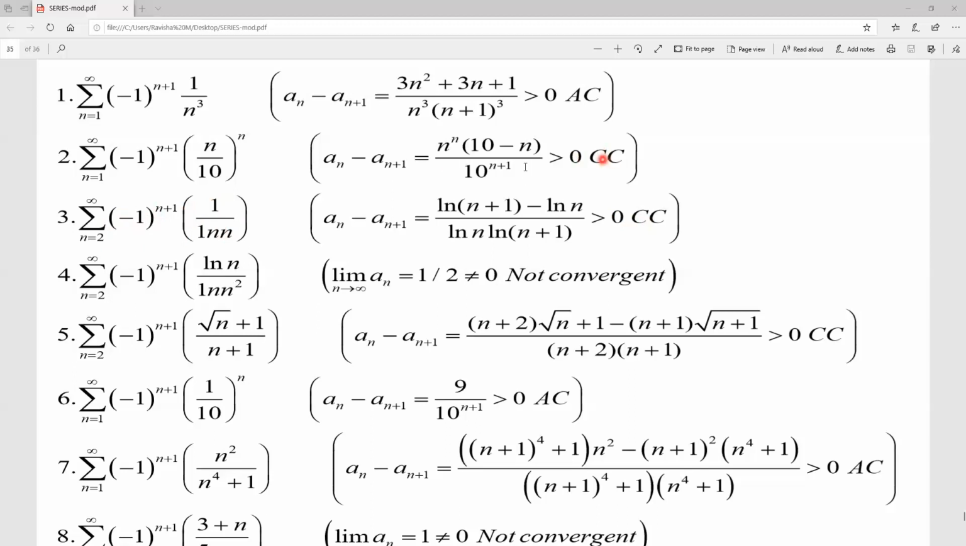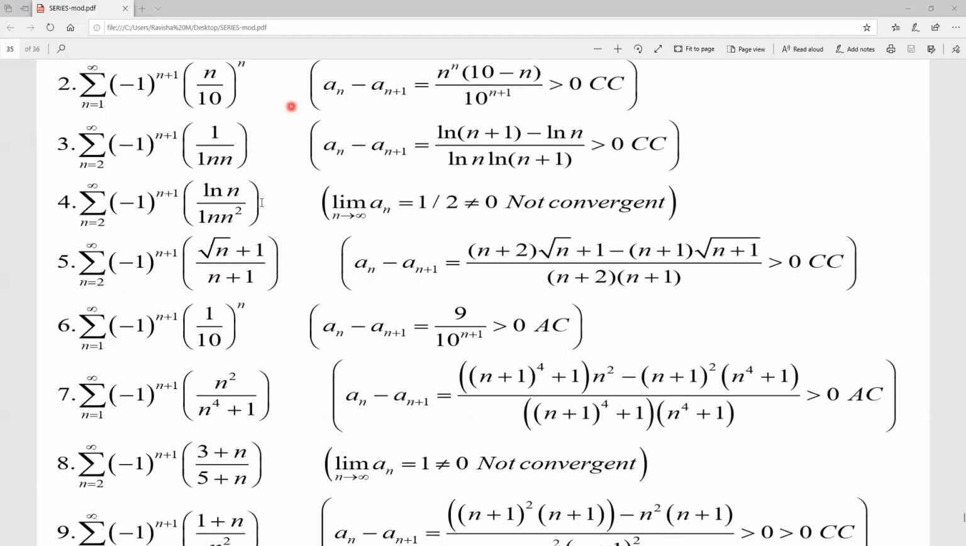Now let us move to the fourth one. Sum of n equals 2 to infinity of (-1)^(n+1) times log n by log n squared. Again, it fails the nth term test. When you take the limit as n tends to infinity of the nth term, this goes to 1 by 2, not equal to 0. Therefore, the series itself is not convergent. So no need to see whether the series is absolutely convergent or conditionally convergent.